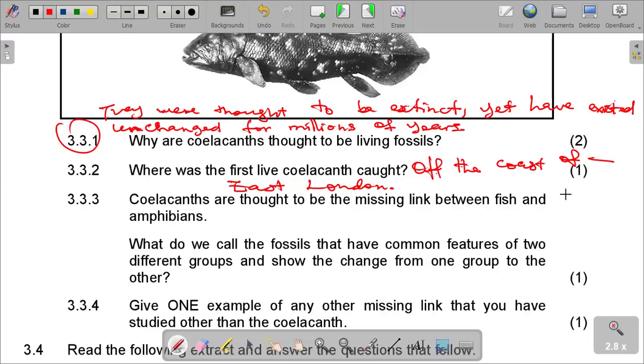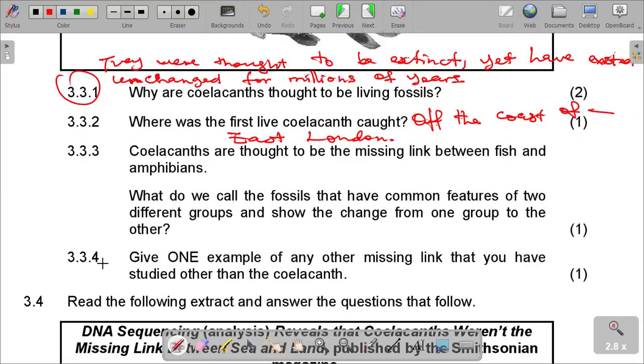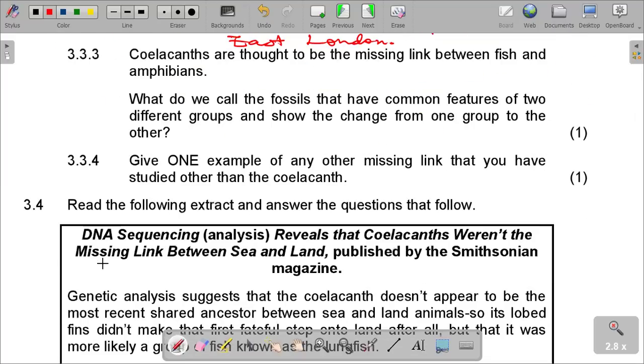And then coelacanth are thought to be the missing link between fish and amphibians. We are talking about evolution in this respect. And then what do we call the fossils that have common features of two different groups and show the change from one group to the other? These are called transitional fossils.